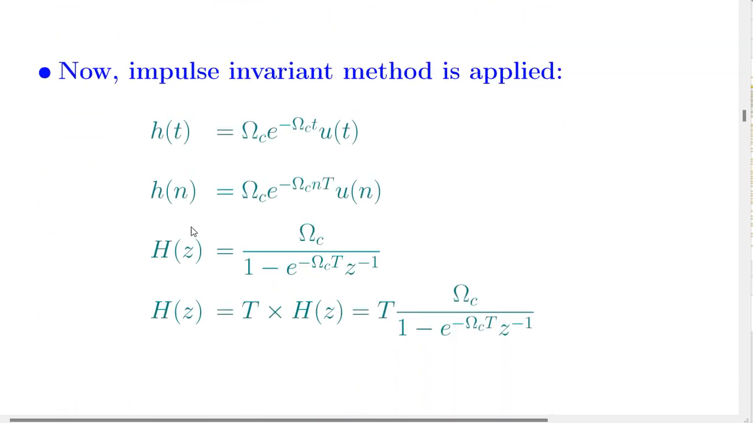Now, the impulse invariant method is applied. Okay, what about the time domain? Here you see h of t will be equal to omega c times e to the power of minus omega c t times u of t. Okay, right-sided signal.